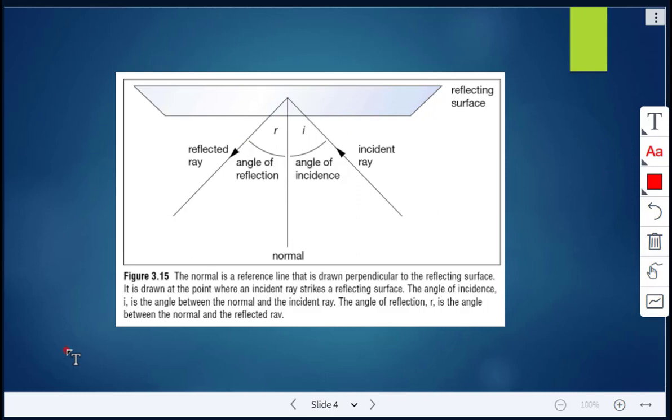So the normal, again, is a reference line that is drawn perpendicular to the reflecting surface to make that 90-degree angle. And it's drawn at the point where an incident ray strikes a reflecting surface. So right there. Then we have the angle of incidence shown here with the lowercase i. It's the angle made between the normal and the incident ray. And then we have the angle of reflection shown by the lowercase r, and that's the angle that's made between the normal and the reflected ray.